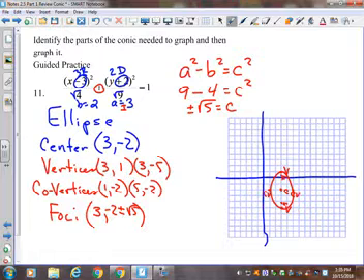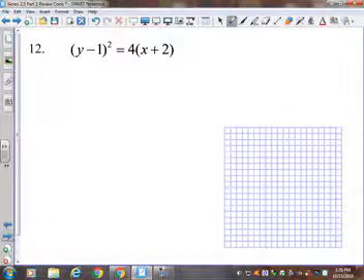So those are all the key features of an ellipse. Is this coming back to y'all? Jacob, have you ever seen this before? Okay, you got a lot to learn then. Okay. All right, so we're going to look at the next one, and it's a totally different conic.